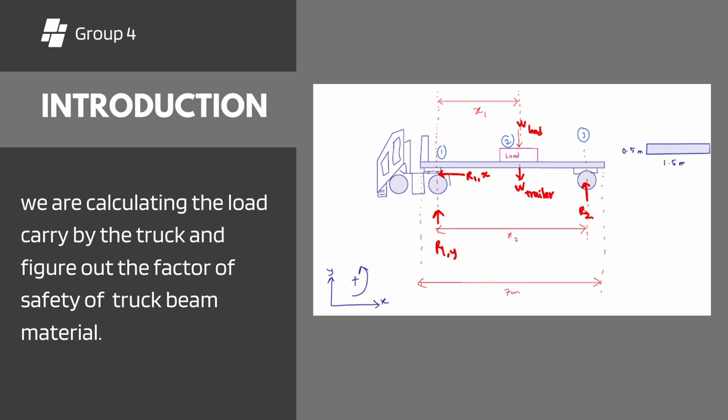So for example, when the user inputs all 3 values, the values that will be displayed are R1Y, R2, bending moment, shear stress, sigma A, sigma B, and lastly the factor of safety. All of the variables are useful for the calculation, and it's important for the load itself.